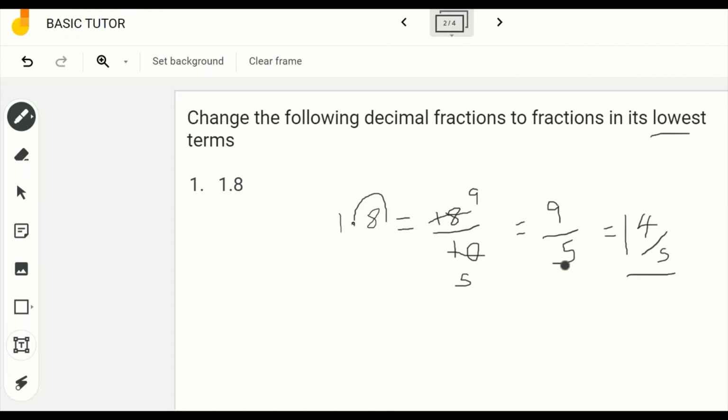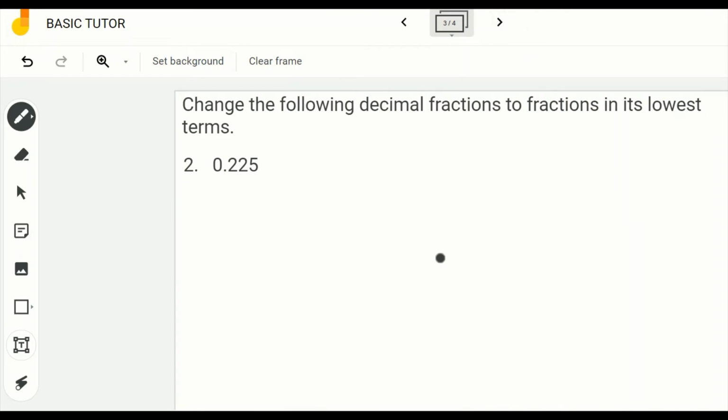Let's look at another question. Here is the next question. 0.225. Again, we are asked to change to fraction and leave our answer in the lowest term. So again, I'll move my decimal point to the last digit. So this is 1, 2, 3. That is 1000.